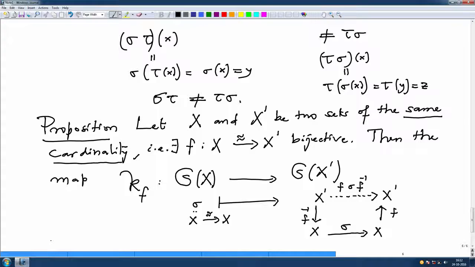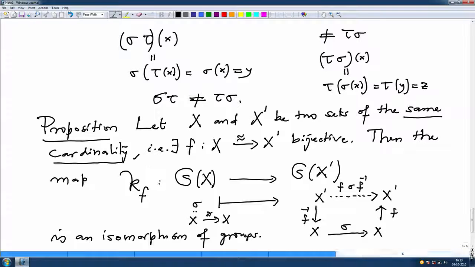Then the map is an isomorphism of groups. So as far as the group structure is concerned, the group structure doesn't depend on the set X, it depends only on the cardinality of X. This is just mere checking, so I will leave it to you. Just check that it is a group homomorphism and check that it is bijective. Bijective is also clear because I can actually give the inverse map.